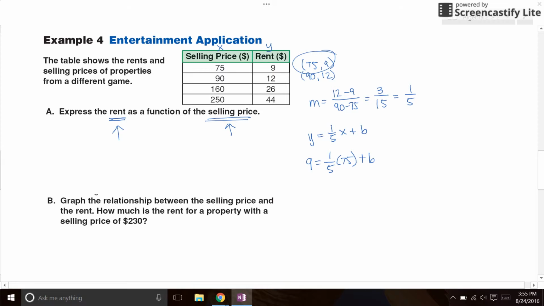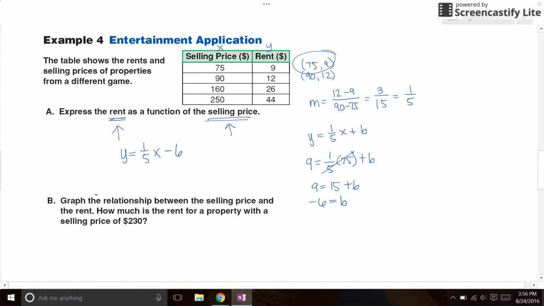Now, what is 1/5 of 75? Well, 10 times would be 50 and 5 times would be 25. So it must be those two numbers together. So it must be 15. So this is 9 equals 15 plus b. And now I'll subtract the 15 over and get -6 equals b. Now I have an equation. So I have y equals 1/5 x minus 6.